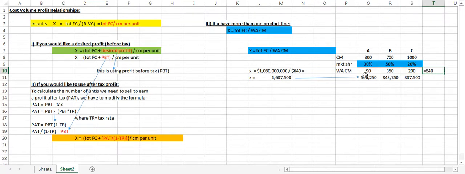So if we assume that this company has fixed costs of $1,080,000,000 and divided by that weighted average contribution margin, break-even analysis says that we must sell 1.7 million items. And this is the total number of items you need to sell. So then you have to split it up in their corresponding percentages. So 30% of this is 506,000 of A, 843,000 of B, and 338,000 of C.